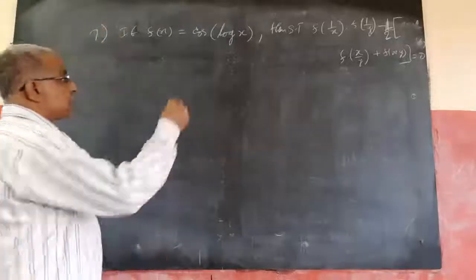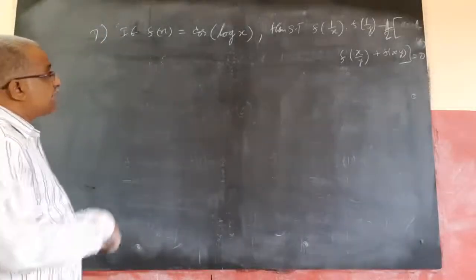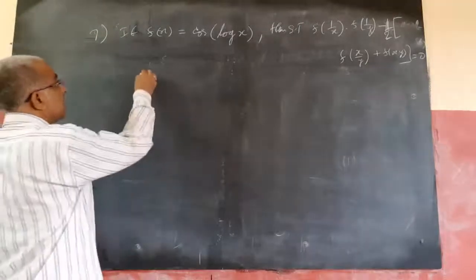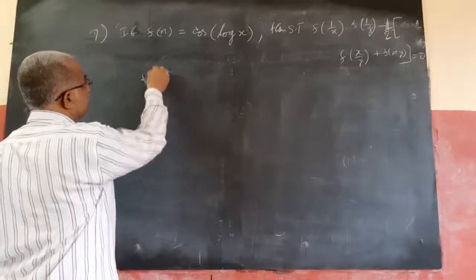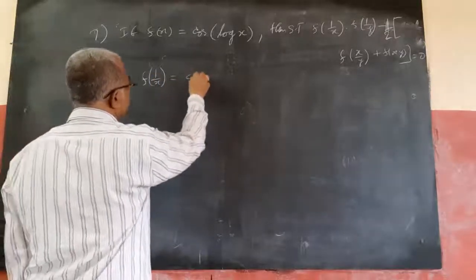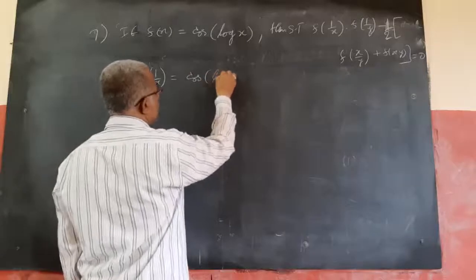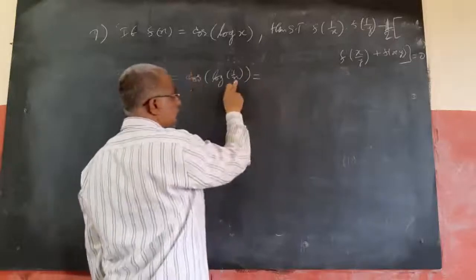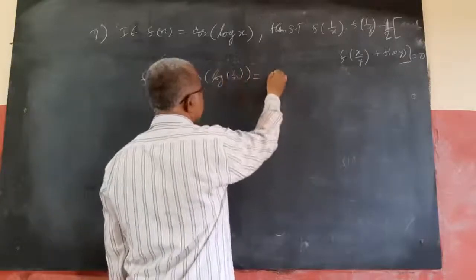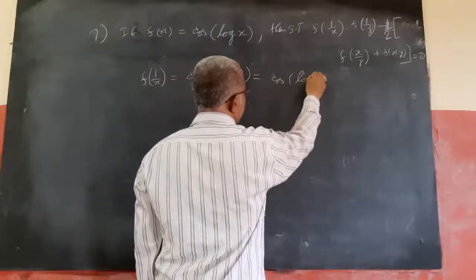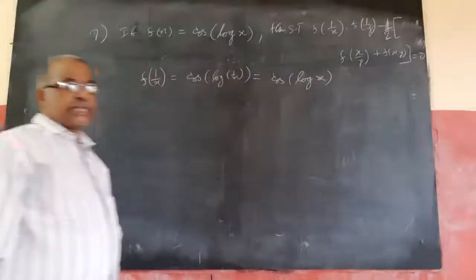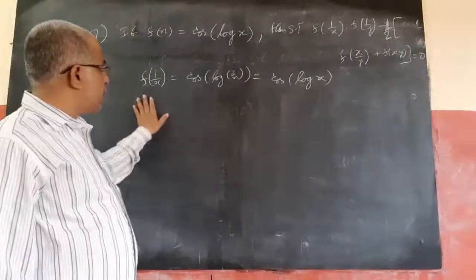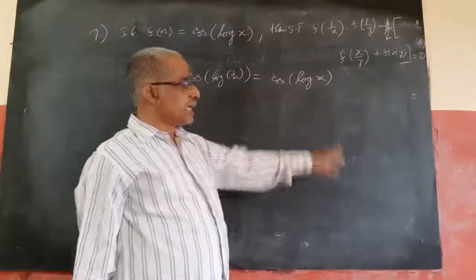How to do? First of all, I will find f(1/x)·f(1/y). What is f(1/x)? Wherever x is there, I need to substitute 1/x. So cos(log(1/x)). Log(1/x) is x to the power minus 1, so it becomes cos(−log x). But cos(−θ) is plus cos θ. So f(1/x) is again cos(log x) itself.